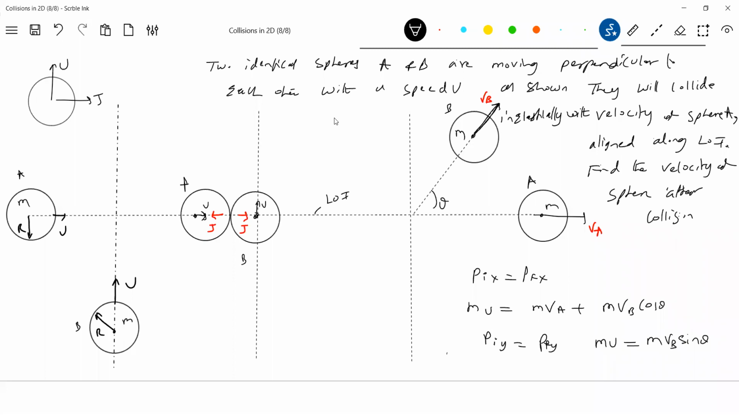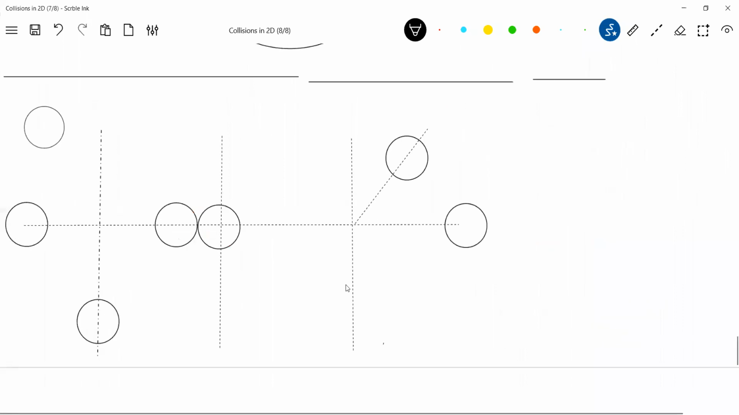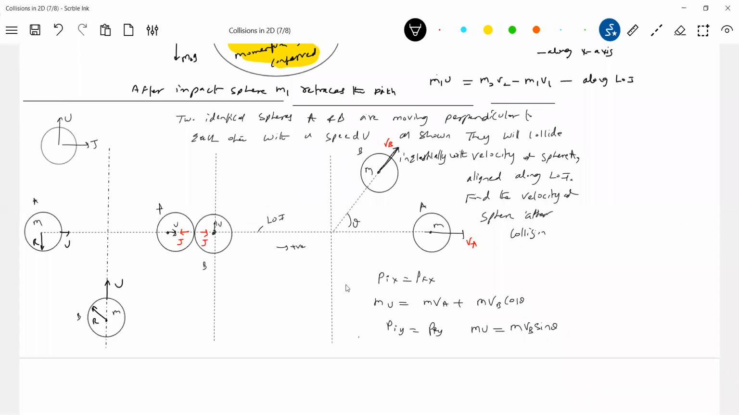Then the coefficient of restitution formula. How to apply that? Along the line of impact only I should apply it. So I'll take this direction as positive. Then applying the coefficient of restitution formula, we get e = (VB cos theta minus VA) / (u minus 0). And now you can ask questions.